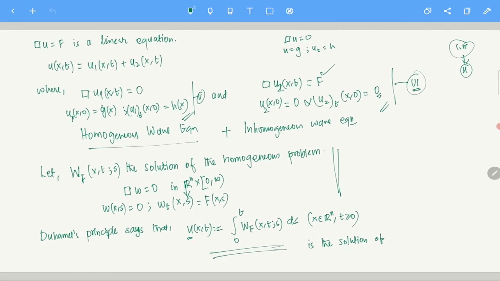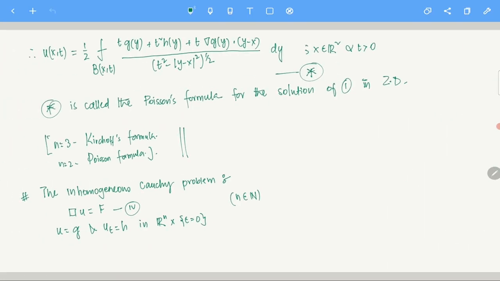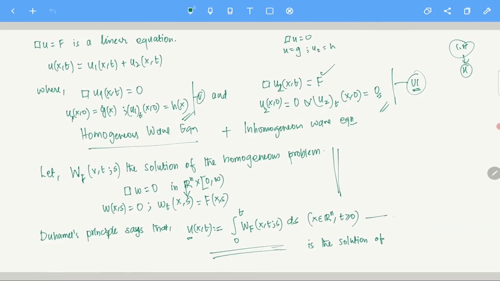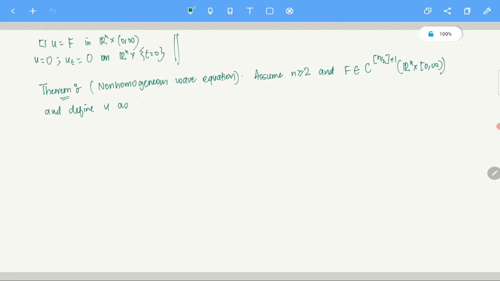this one. How do I put it? Maybe star I already used somewhere, right? Star I have used for the Poisson formula. So let's call it double star maybe. Yeah, double star. So basically, U is defined as double star. Okay.